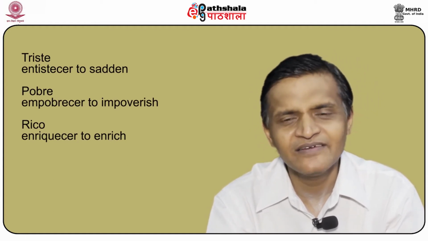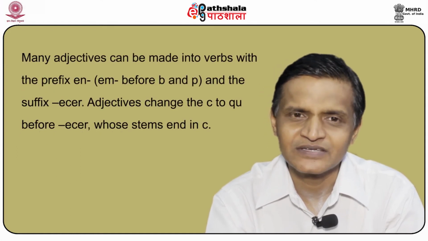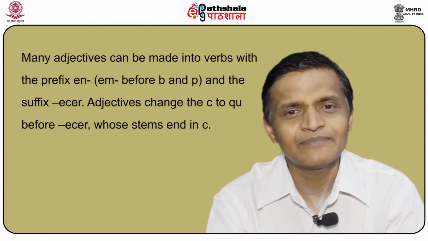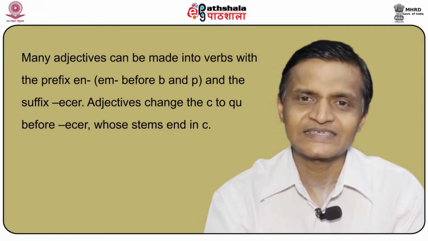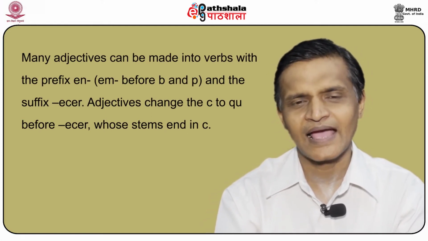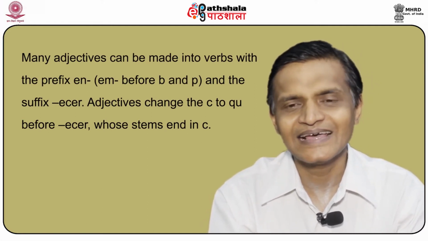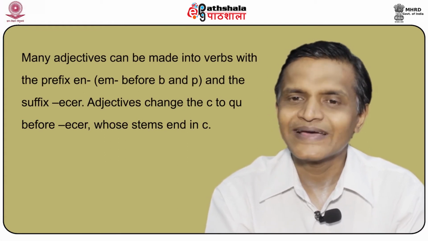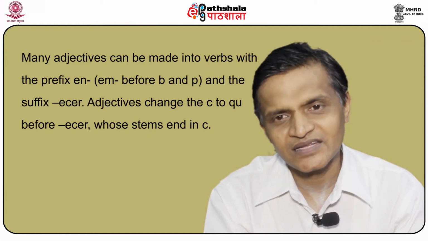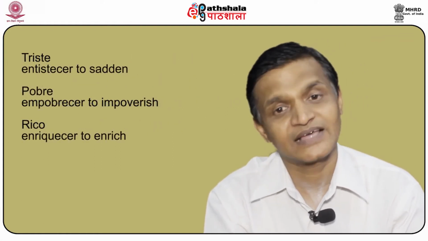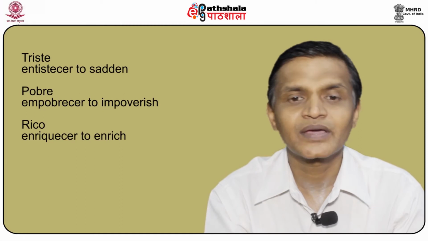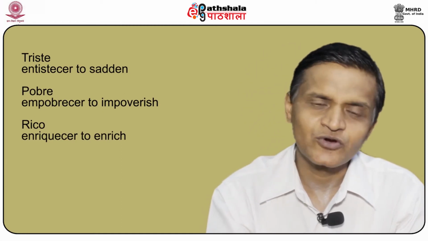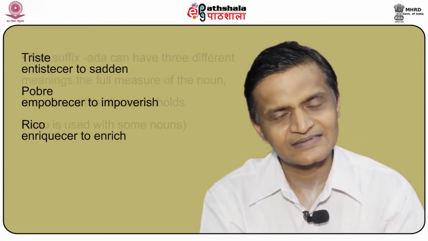Rico becomes enriquecer. I repeat, many adjectives can be made into verbs with the prefix en or em before b and p and the suffix -ecer. Adjectives change the c to zc before -ecer, whose stems end in c. Triste becomes entristecer, pobre becomes empobrecer, and rico becomes enriquecer.